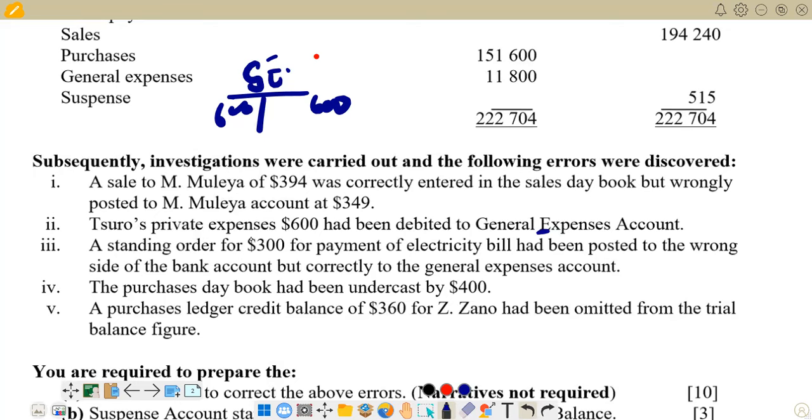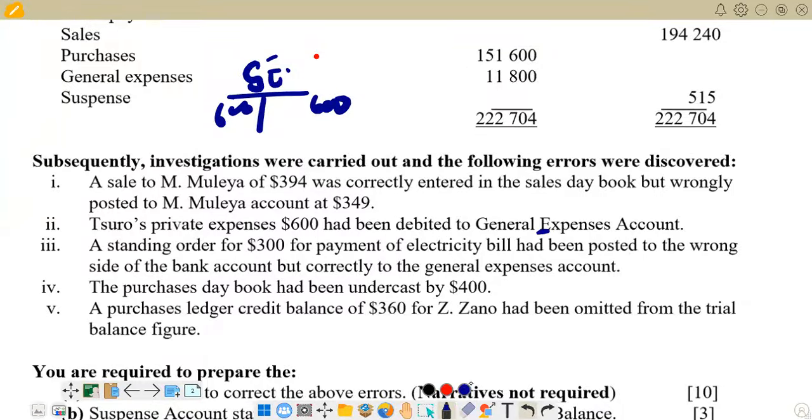So this error is not going to affect the balancing of a trial balance, but we are going to show it in the journal entries.